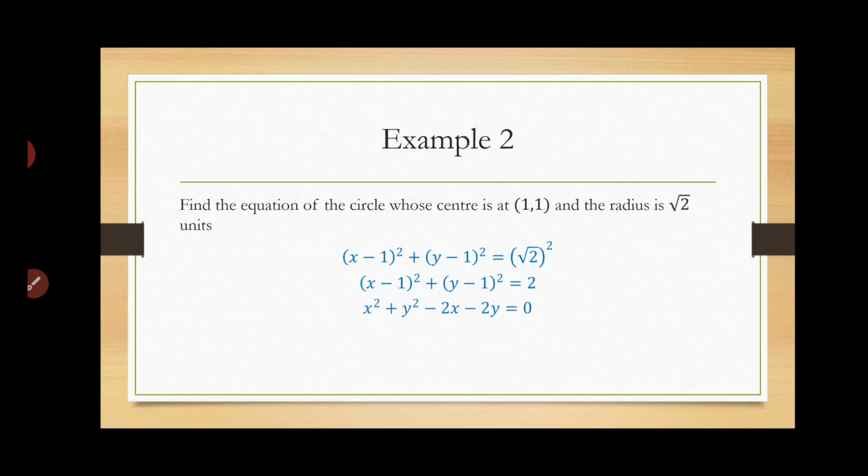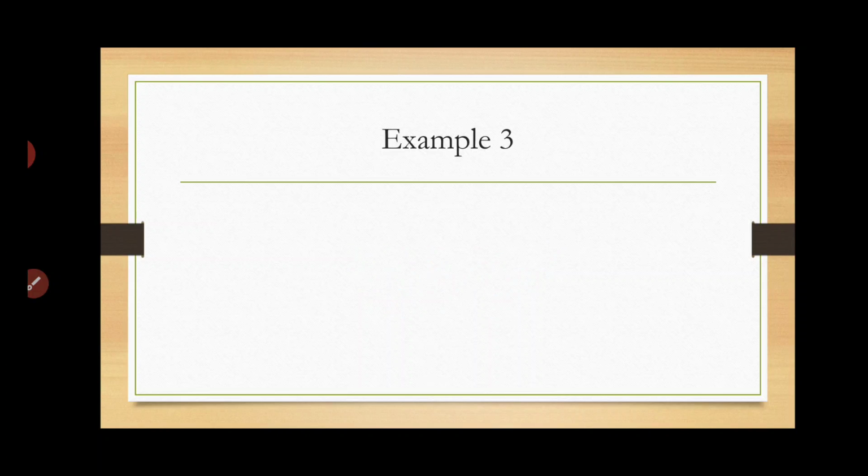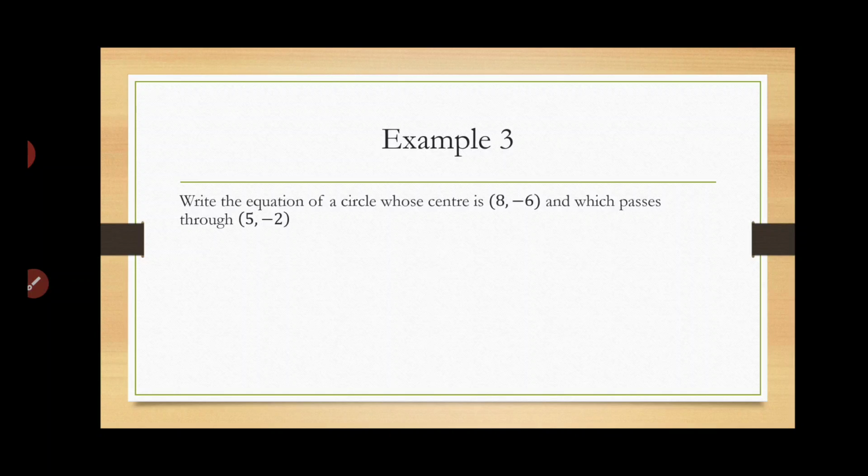Number 3. Write the equation of a circle whose center is (8, -6) and which passes through (5, -2). So you see it is given that the center is mentioned and a point on the circle is mentioned, but you are not told anything about the radius. Now obviously, if you just find the distance from the center to that point, that gives you the radius.